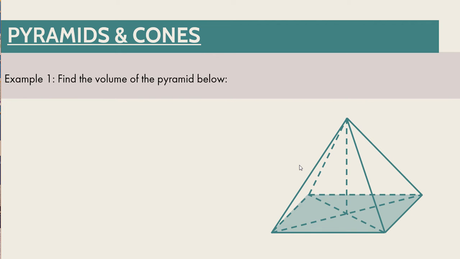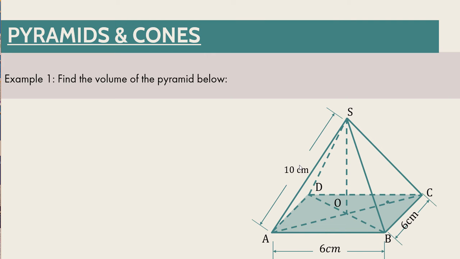Example number 1. Find the volume of the pyramid below. In this pyramid, we are not given the height, so we need to work it out ourselves. We are given the edge of the pyramid, SA is equal to 10 centimeters. So we need to somehow find the length of the segment SO, which is the height of the pyramid. I think you should pause this video for a while and think of this problem yourself before checking the answer.